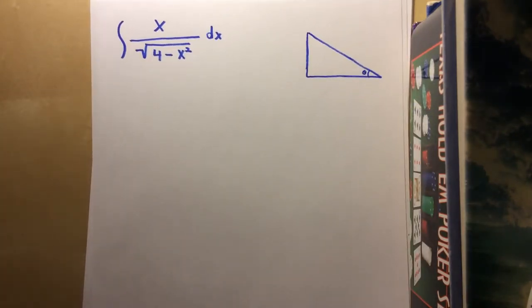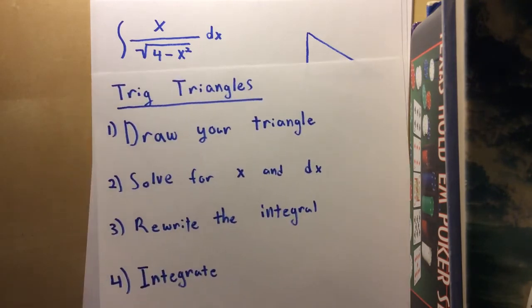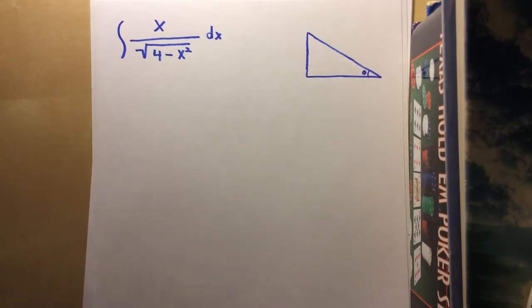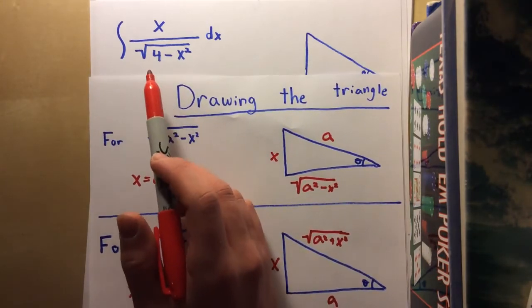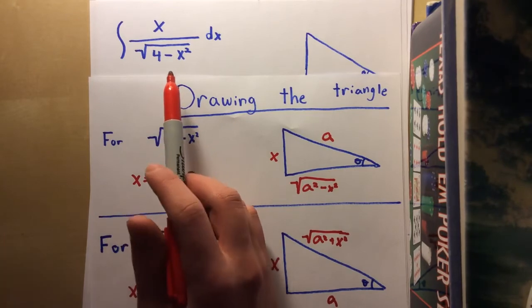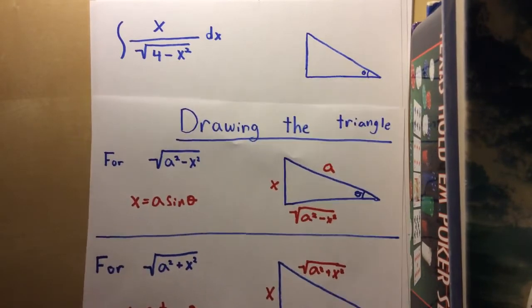So we have the integral of x over the square root of 4 minus x squared dx. Let's look back at our steps. The first thing is to draw our triangle. Let's see what form this is in. This is in the form of the first one, a squared minus x squared, where a squared is 4. If a squared is 4, that means a is 2.